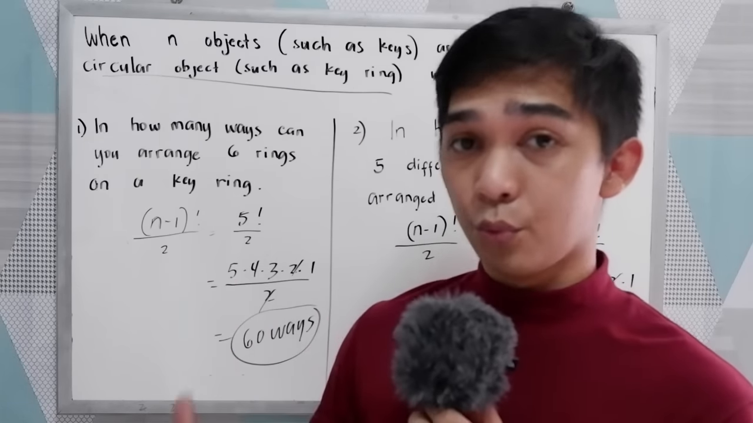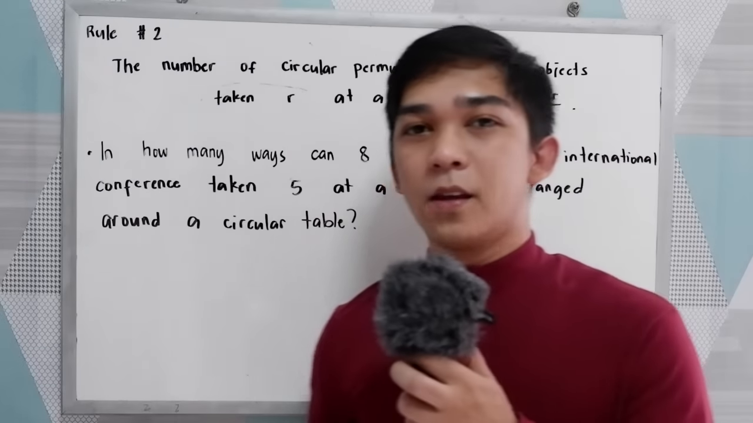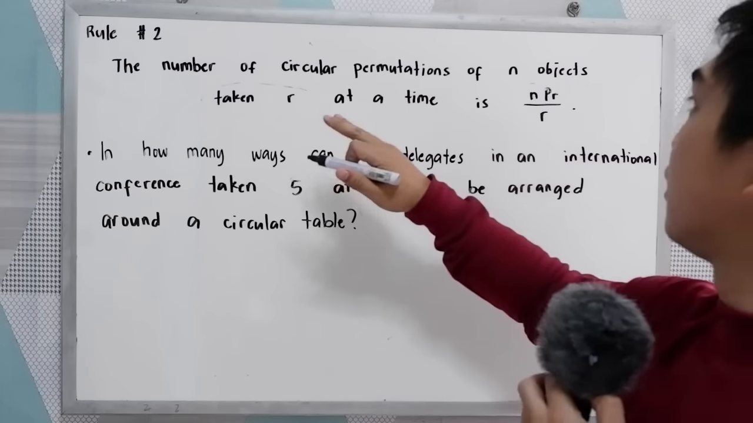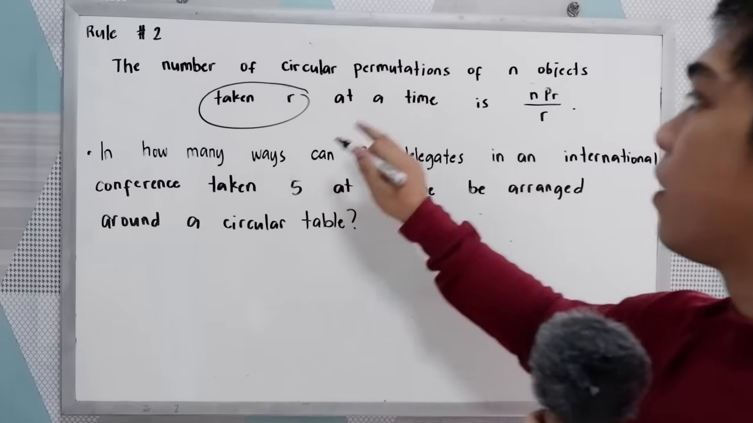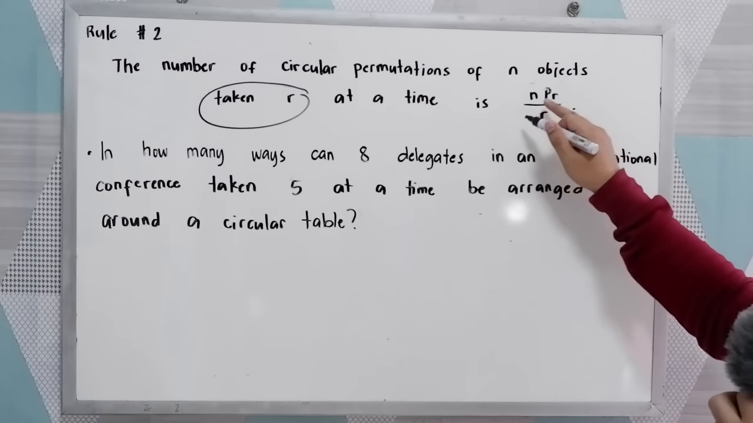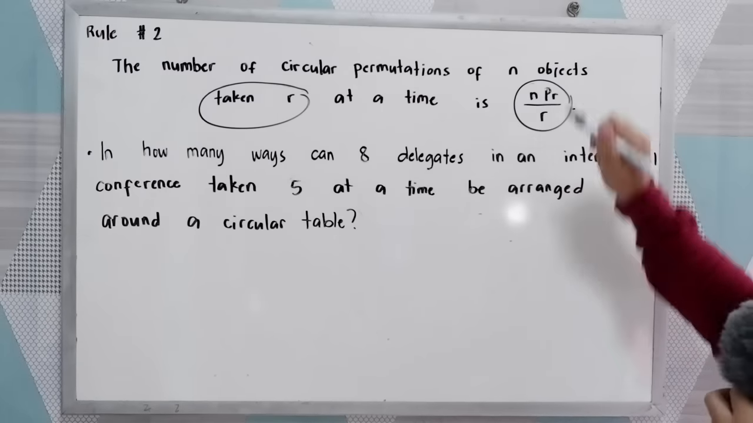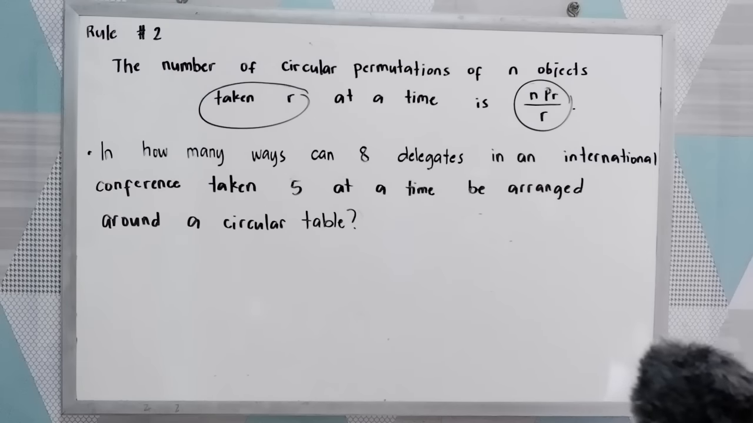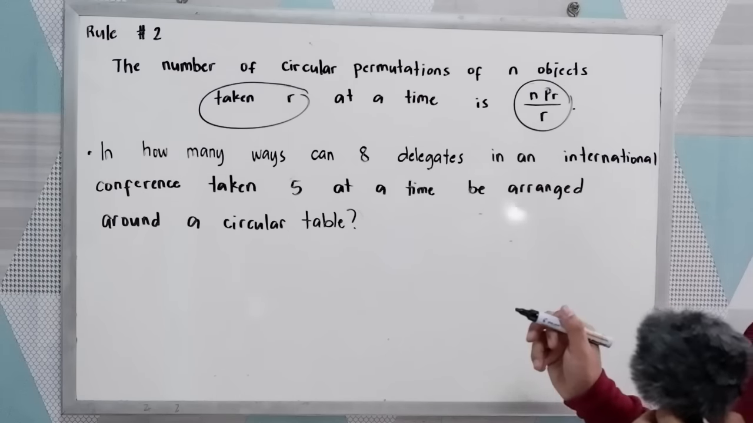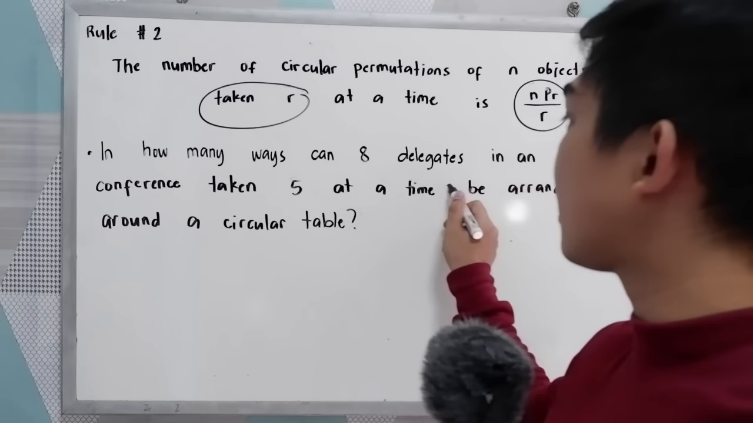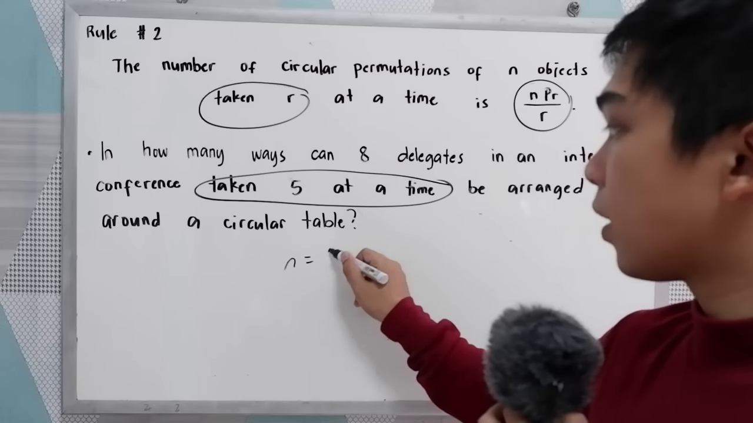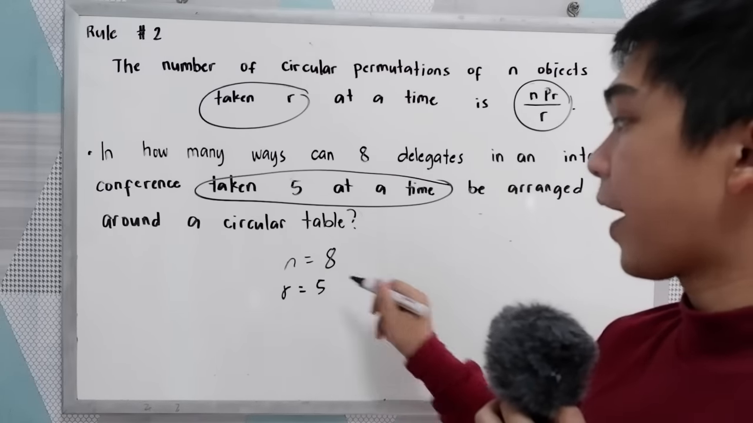Let's have rule number 2. The number of circular permutations of n objects taken r at a time is nPr over r. Now to illustrate, let's have this problem. In how many ways can 8 delegates in an international conference, taken 5 at a time, be arranged around a circular table? To study our problem, our n here is equal to 8, then r is equal to 5.